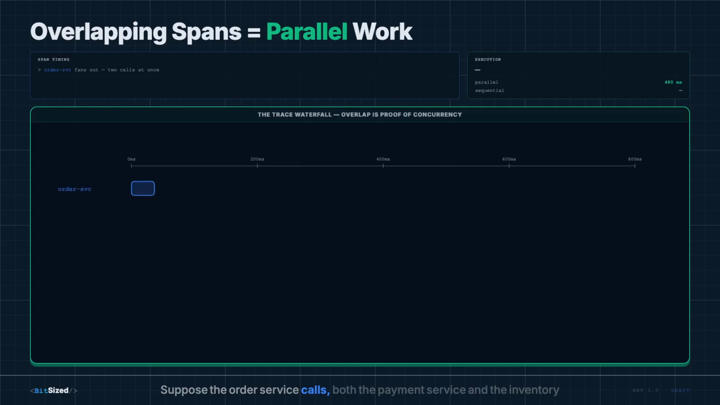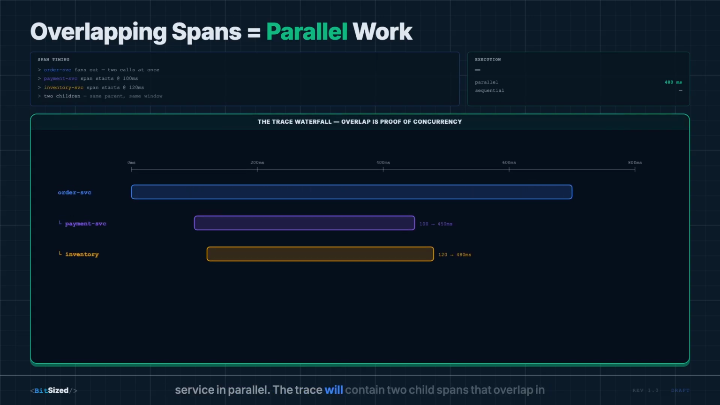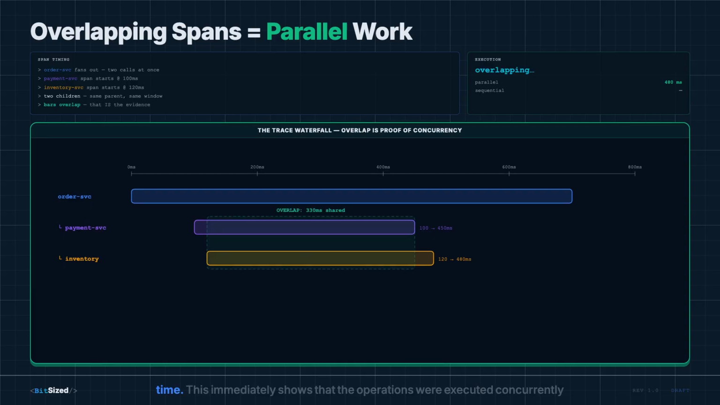Suppose the order service calls both the payment service and the inventory service in parallel. The trace will contain 2 child spans that overlap in time. This immediately shows that the operations were executed concurrently rather than sequentially.